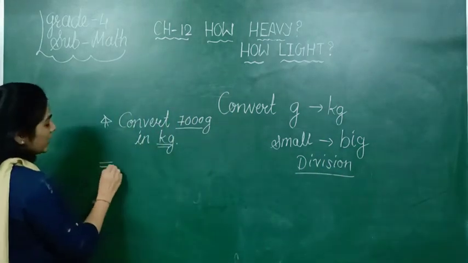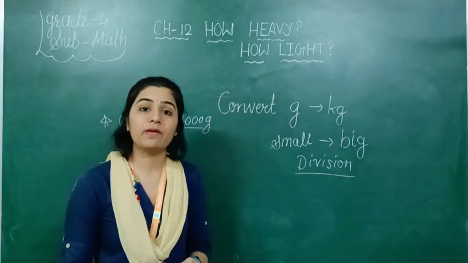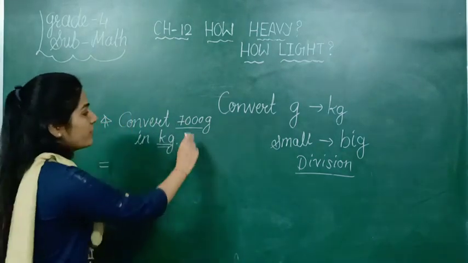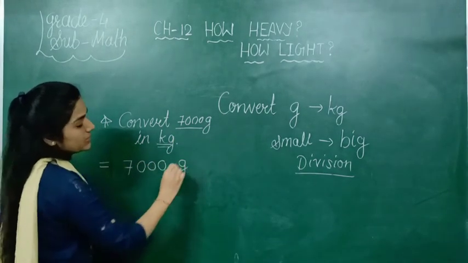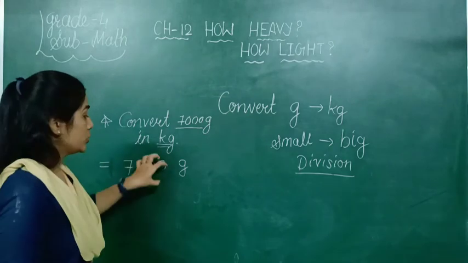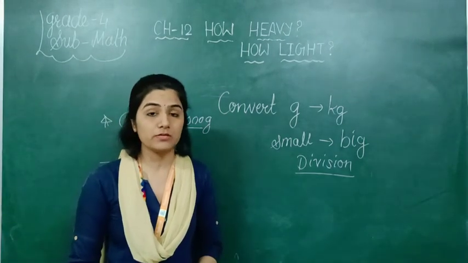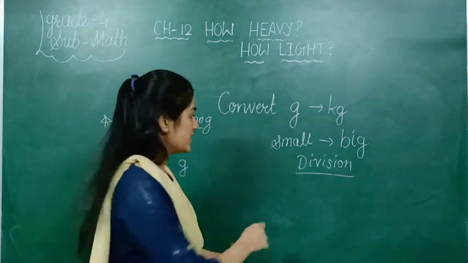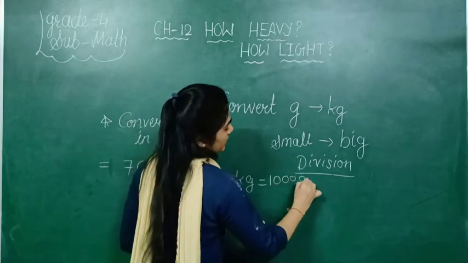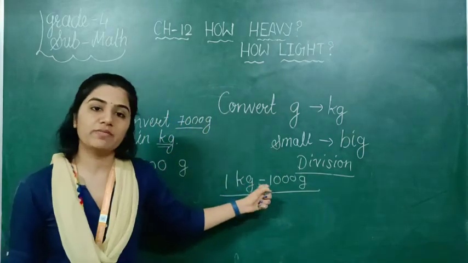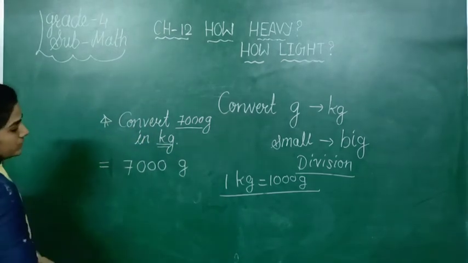So how to write this sum? There is a format, and you have to remember it. First we write the question, 7000 gram. Now to convert this gram into kilogram, which formula are we applying? This formula: 1 kg is equal to 1000 gram. This formula we have to write here.